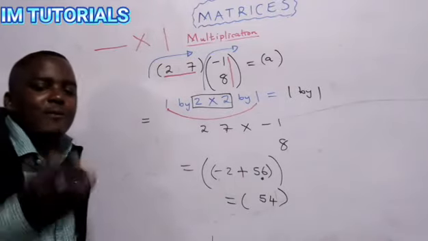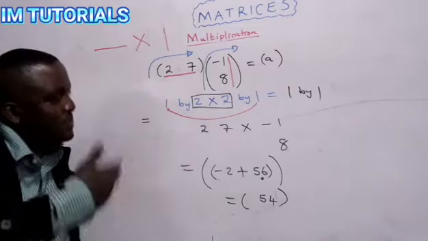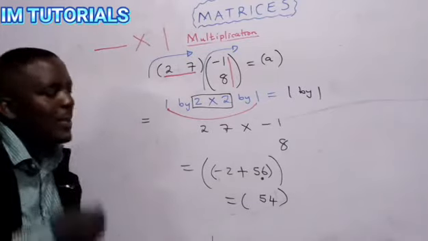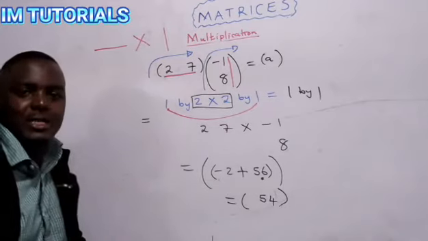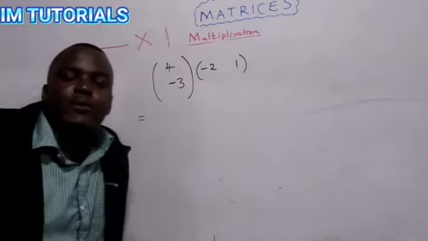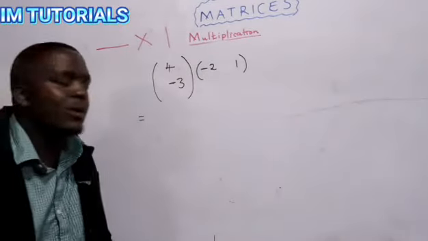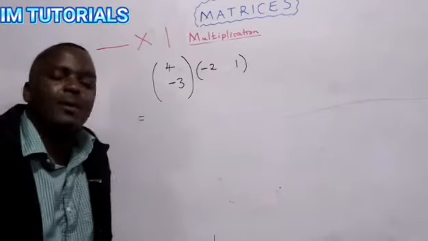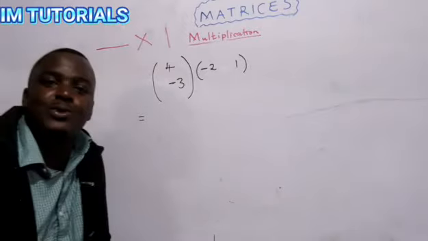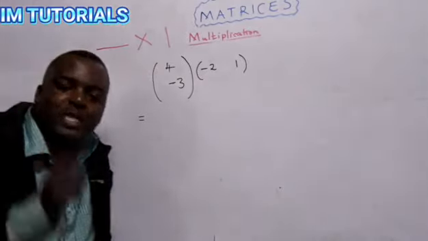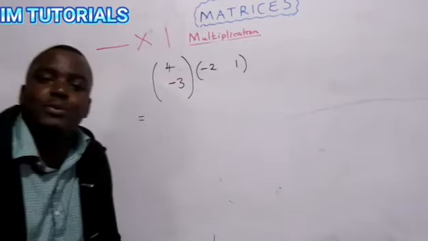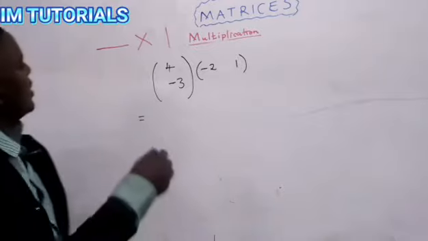So I want you to stay focused as I go deeper, as I shed more light on how to do the multiplication of matrices. Right, we are now moving on to the 50th question. We are given 4, minus 3, minus 2, 1, and the examiner is requiring you to multiply. Remember the skill: analyze the order of the given matrices first before you multiply. Right, so let us start with this one.